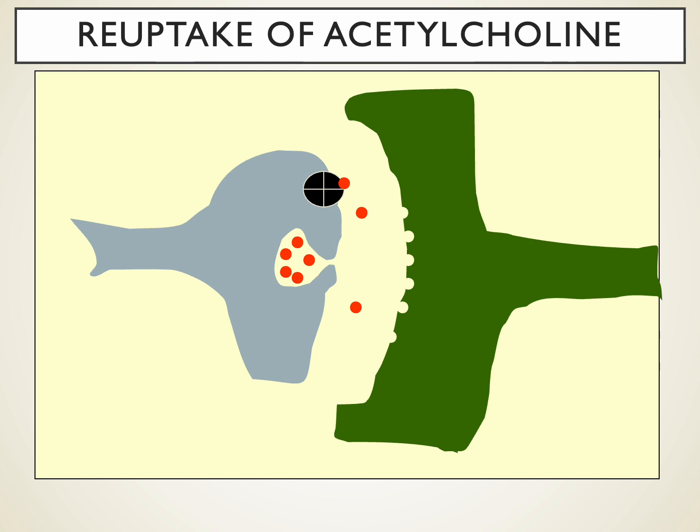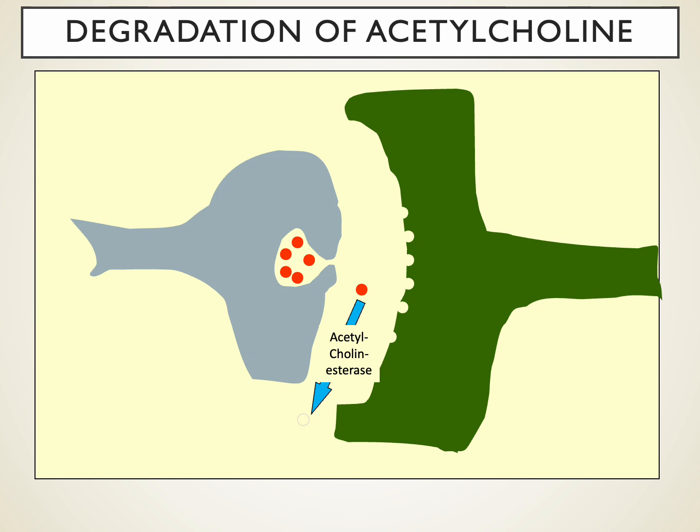So this effect happens only for a split second, and the body turns it off in part by recycling the acetylcholine back again for the next nerve stimulation. It can also turn that effect off by inactivating the acetylcholine that's left behind. There's an enzyme that does that called acetylcholinesterase, and acetylcholinesterase breaks down acetylcholine.